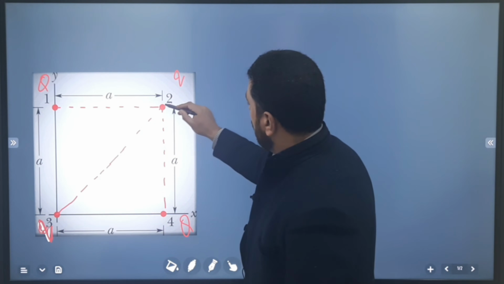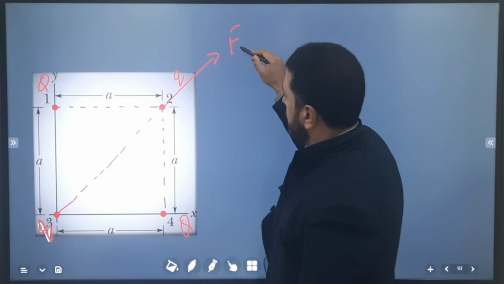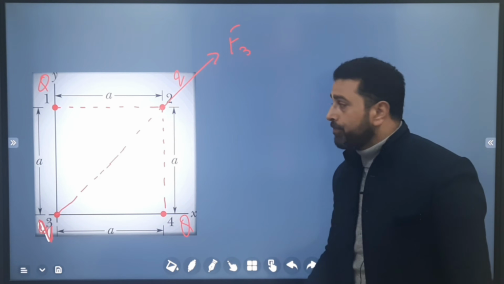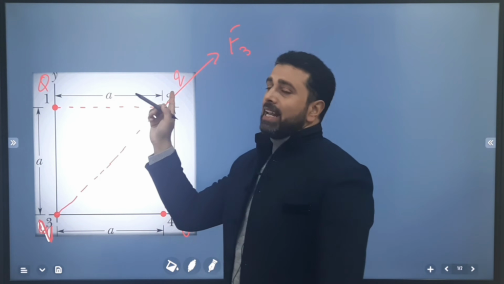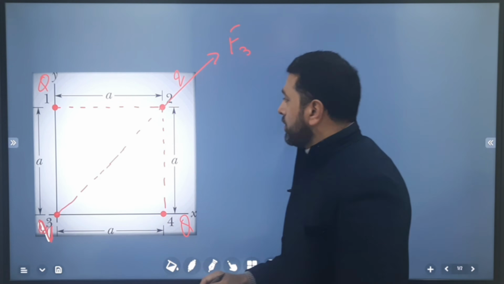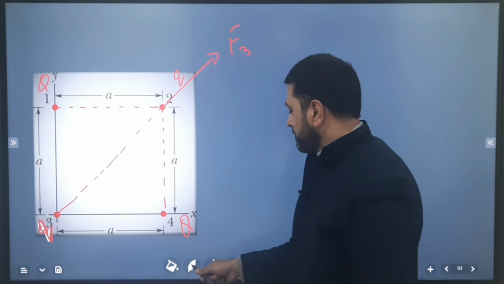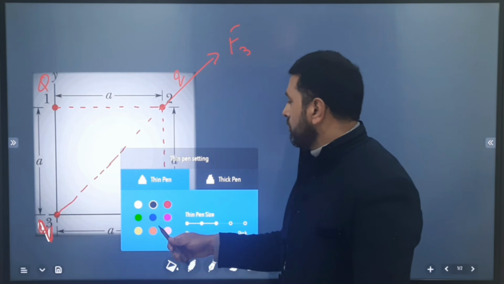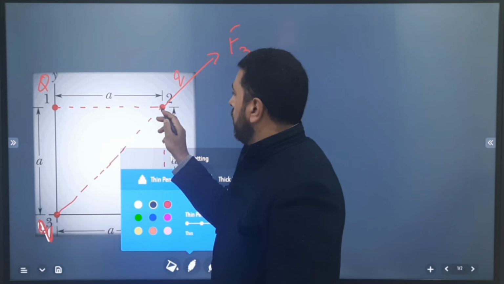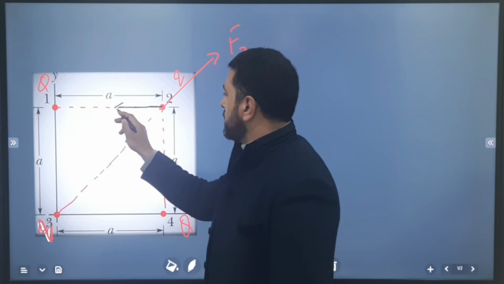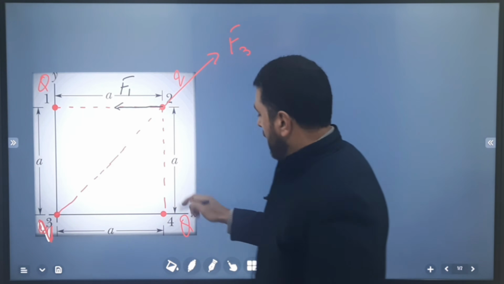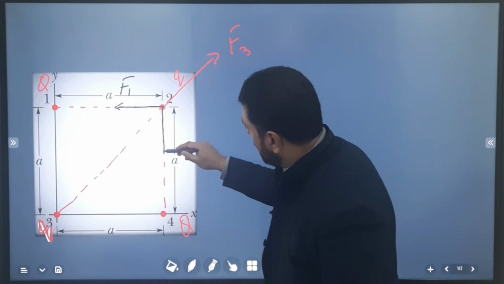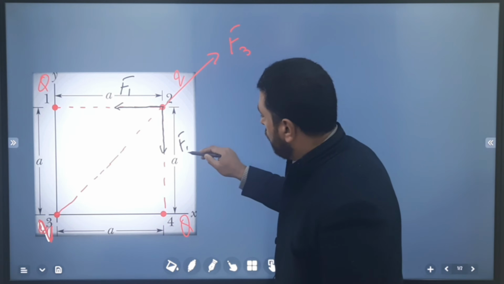Force due to particle 3 on 2 will be this way along the diagonal, exactly the same way we did earlier. Capital Q is unlike small q, that we have already concluded. So net force on 1 due to 1 is in this direction, F1. And net force from 4 is in this direction, F4.